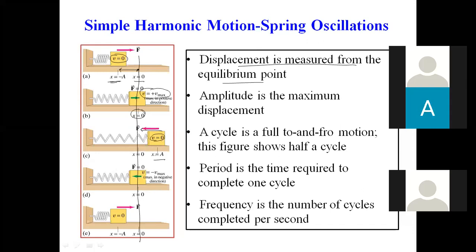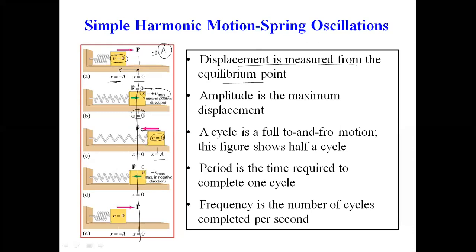Amplitude is the maximum displacement. So what is the maximum displacement? Either on the left side or the right side, it is plus or minus A. In magnitude it is A.